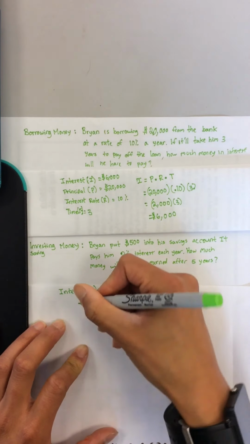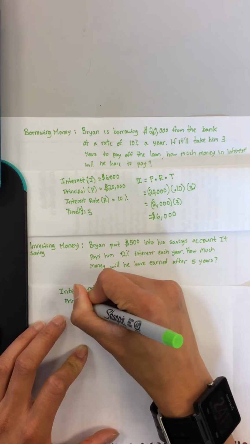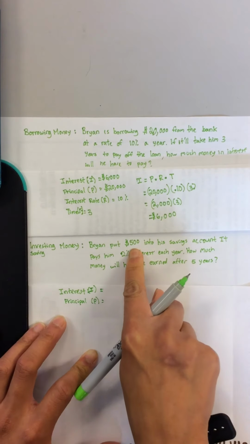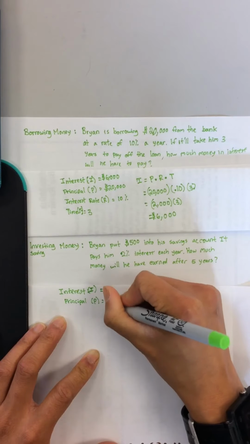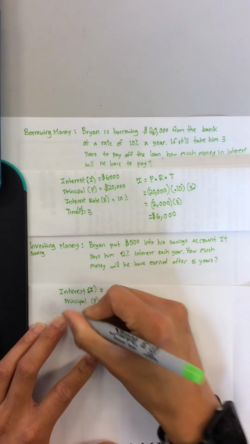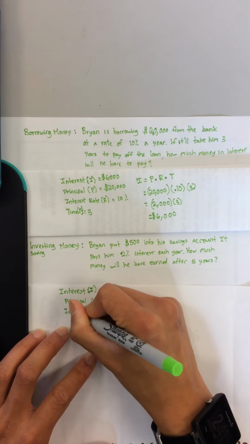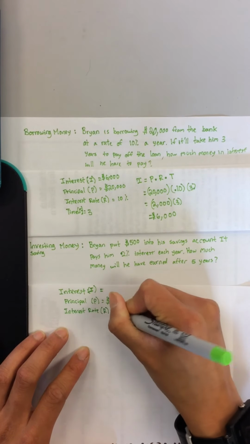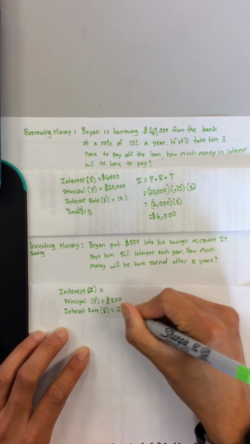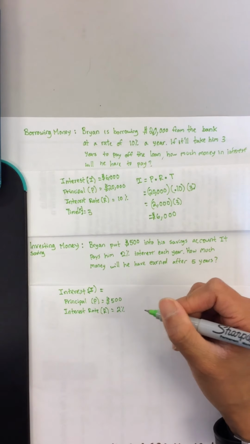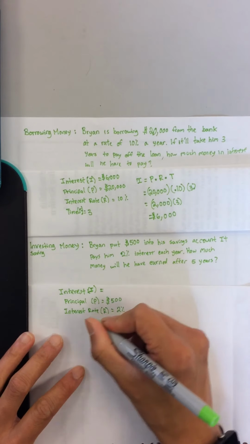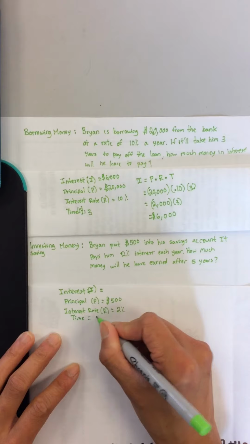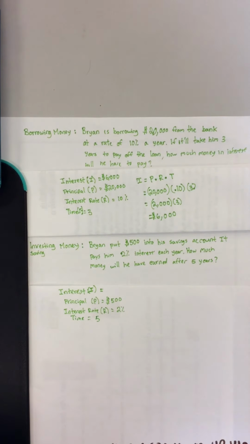I need to know his principal amount. Principal amount is the original amount, so the amount that he put in. Principal amount is $500 because that's how much he's putting into his savings account. Right? And then the interest rate, which is represented with this R, is 2%. So it's going to pay him 2% of the $500 every year. And for time, we know that he's putting his money into this account for 5 years. And we're trying to figure out how much he's going to earn after 5 years.